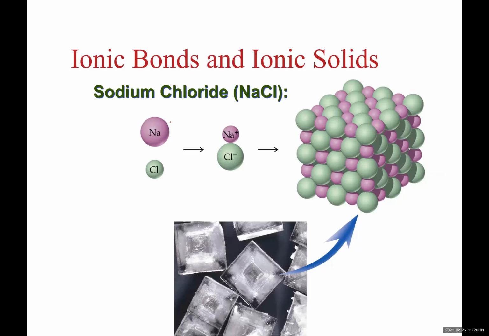We said sodium is going to lose an electron to make a sodium ion. So obviously in this process, we have to use energy to remove an electron from sodium. Chlorine is going to gain an electron to make Cl minus. In this process, energy is released. And we have to consider that in the formation.